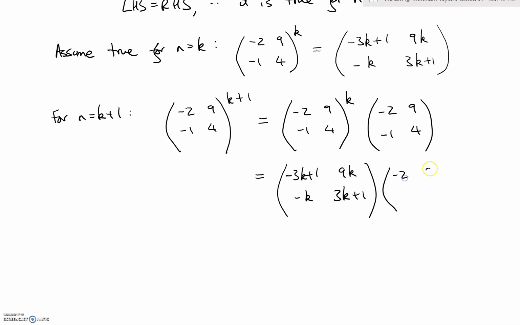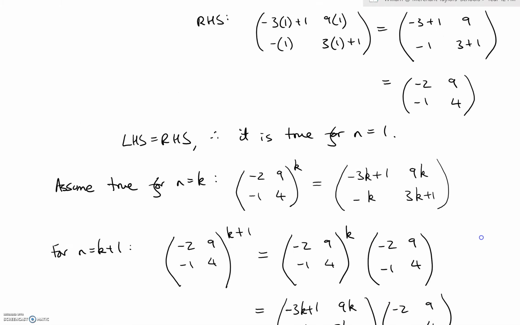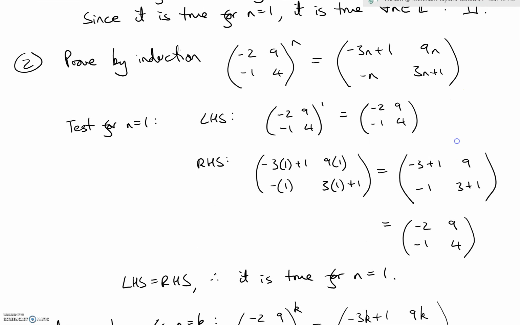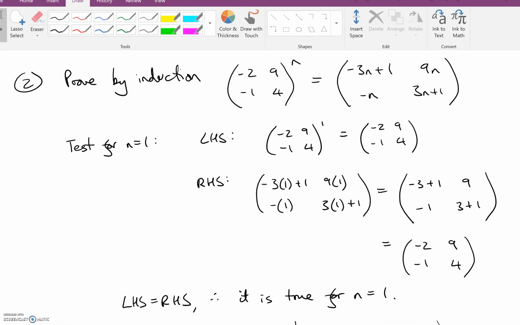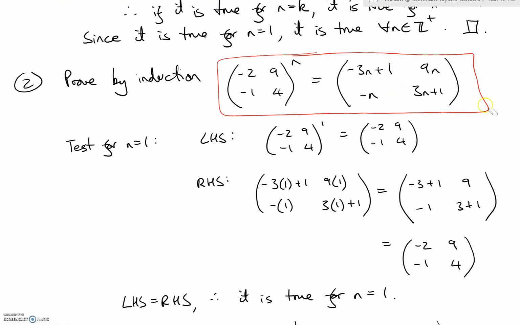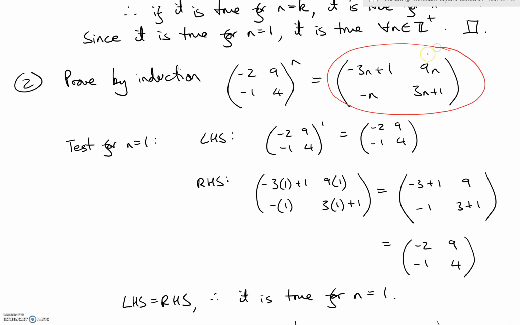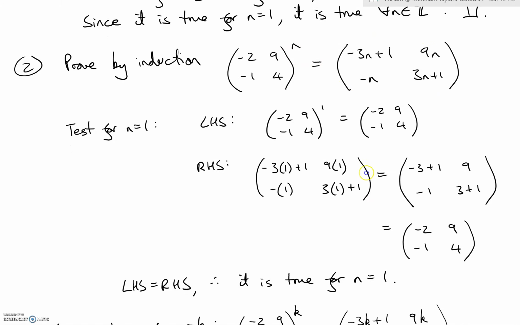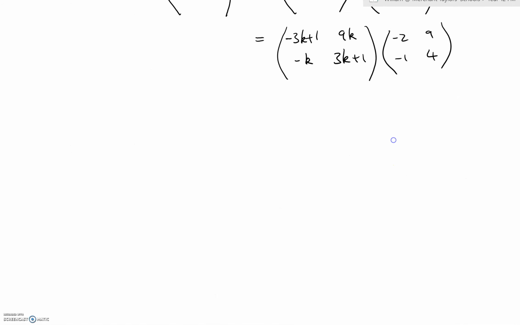Multiplied by this. And we want to multiply these matrices out, and the whole way through, we want to make sure we have this original one in mind here. So we want to make the right hand side work where n is replaced by k plus 1, because we're replacing n by k plus 1 here. So that will be the following. So it's good to have it in mind.